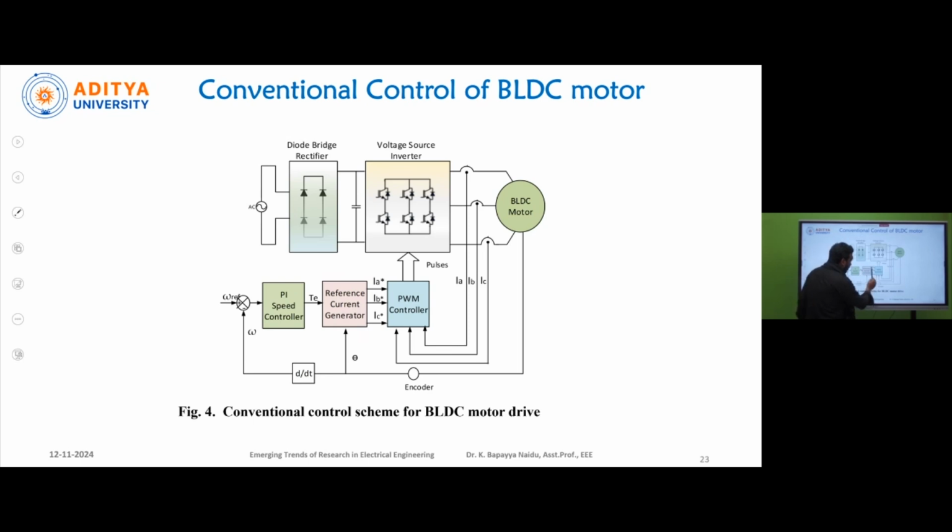The outputs of the reference current generator, IA star, IB star and IC star, are given to this PWM controller. The PWM controller generates the switching pulses for the 2-level voltage source inverter. Yesterday we already discussed that the main working mode of this voltage source inverter is 120 degrees conduction mode, or two-phase conduction mode. As per the switching states of this voltage source inverter, the BLDC motor will run either in clockwise or anti-clockwise direction.